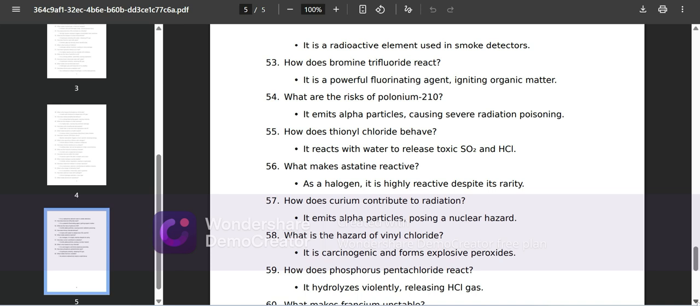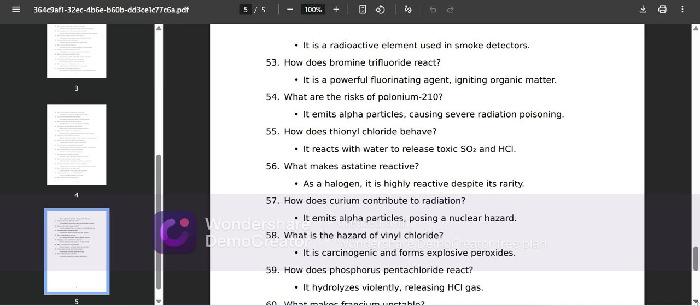What are the risks of polonium-210? It emits alpha particles causing severe radiation poisoning. How does thionyl chloride behave? It reacts with water to release toxic SO2 and HCl.